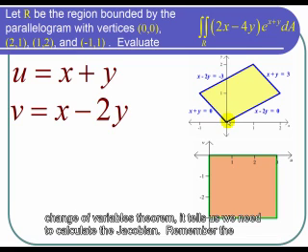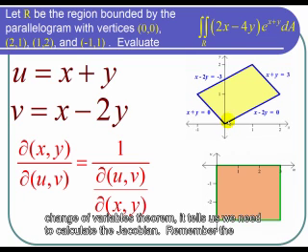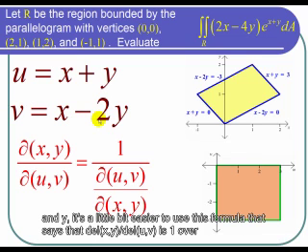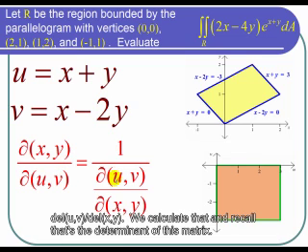Now, the change of variable theorem tells us I need to calculate the Jacobian. Remember, the Jacobian is defined by ∂(x,y)/∂(u,v). Since we have u and v as functions of x and y, it's a little bit easier to use the formula that says ∂(x,y)/∂(u,v) is 1 over ∂(u,v)/∂(x,y). So we calculate that.